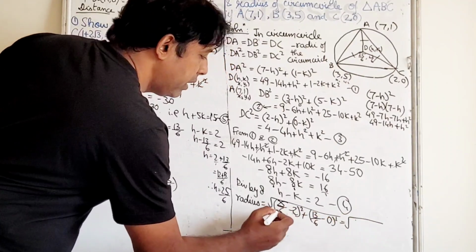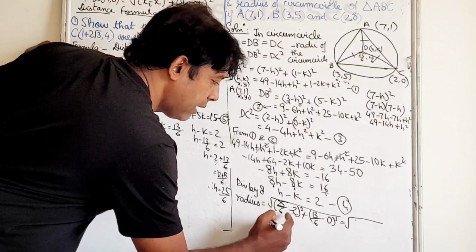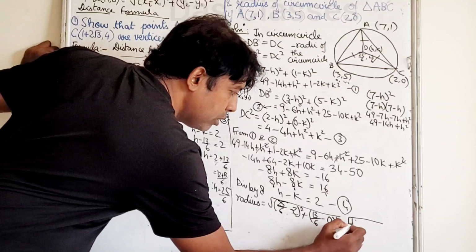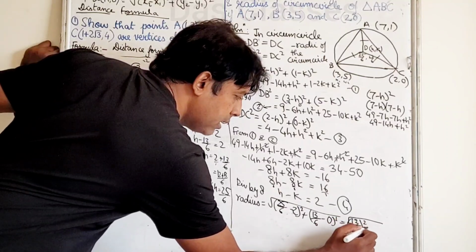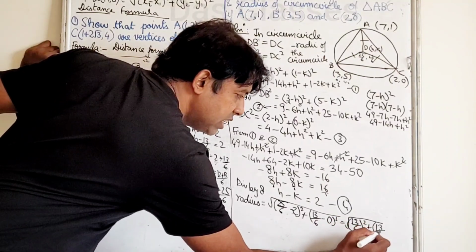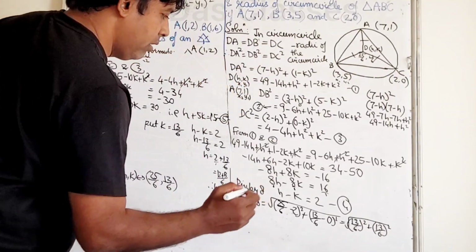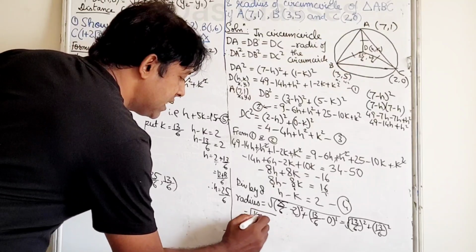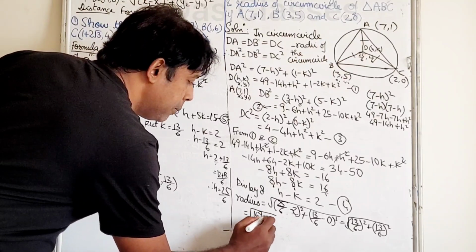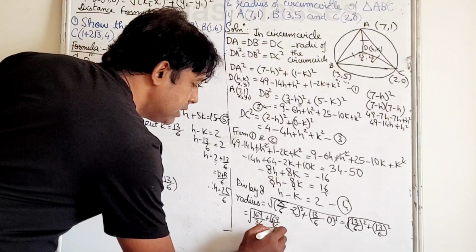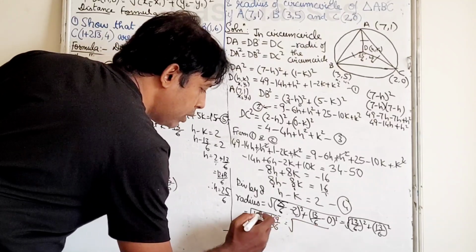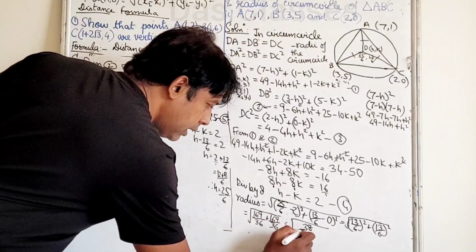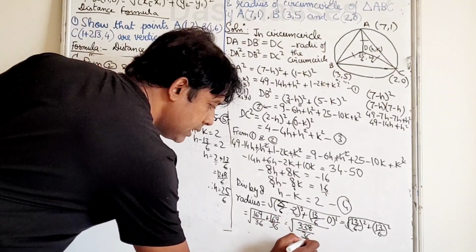So that comes to 25. Again, you have to cross multiply. 25 minus 6 into 2 is going to be 12. So you're going to get 13 upon 6 whole square, and this is going to be 13 upon 6 whole square. So when you solve it, 13 square is 169 upon 36 plus 169 upon 36. Now you just square root it. So add it, 338 upon 36.